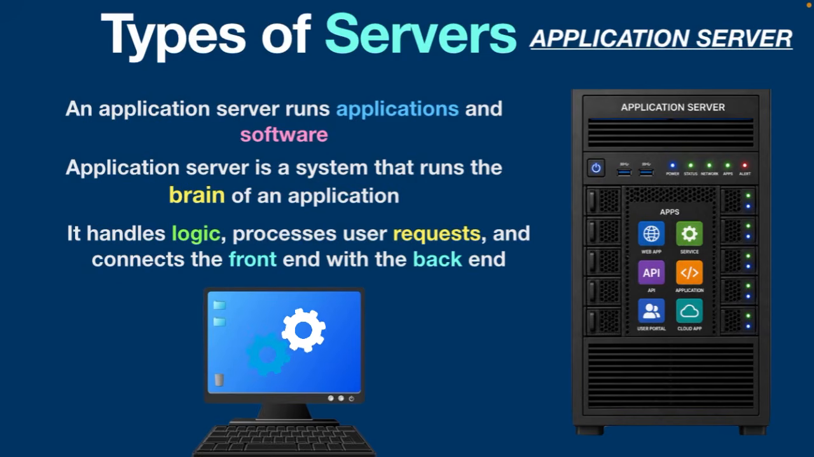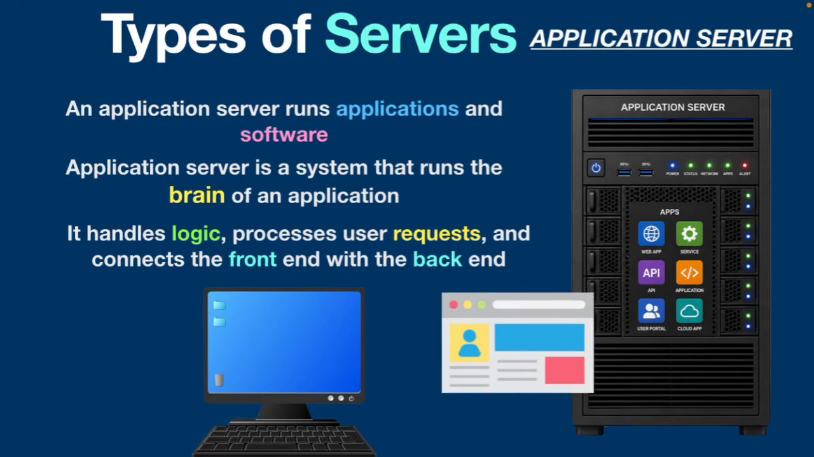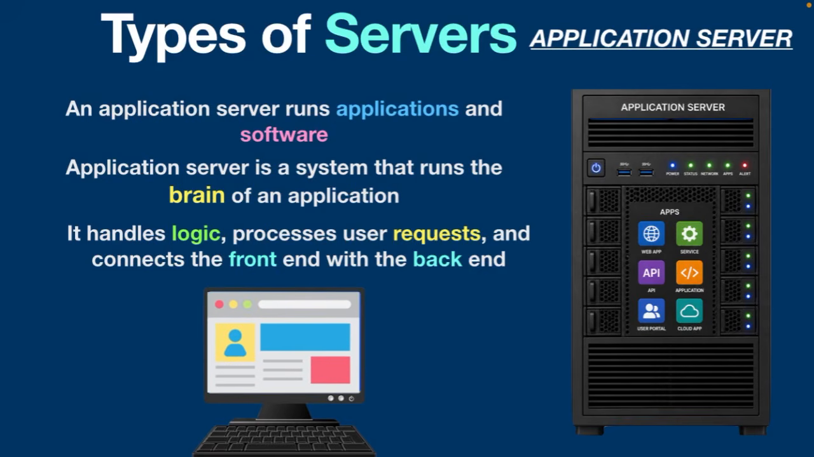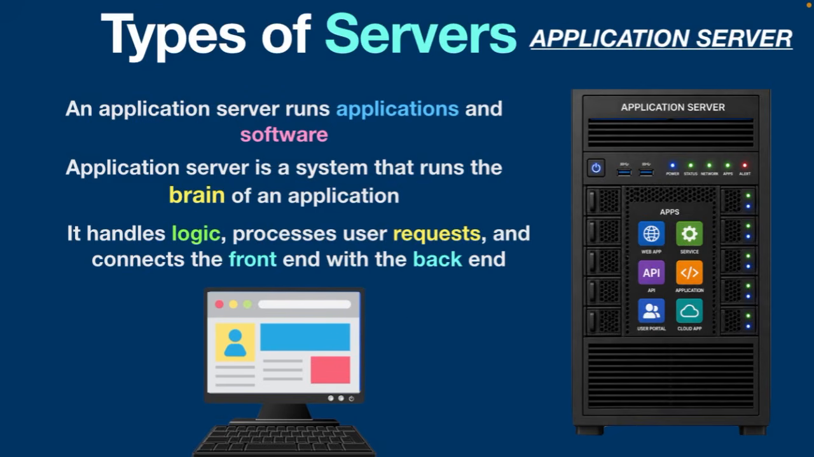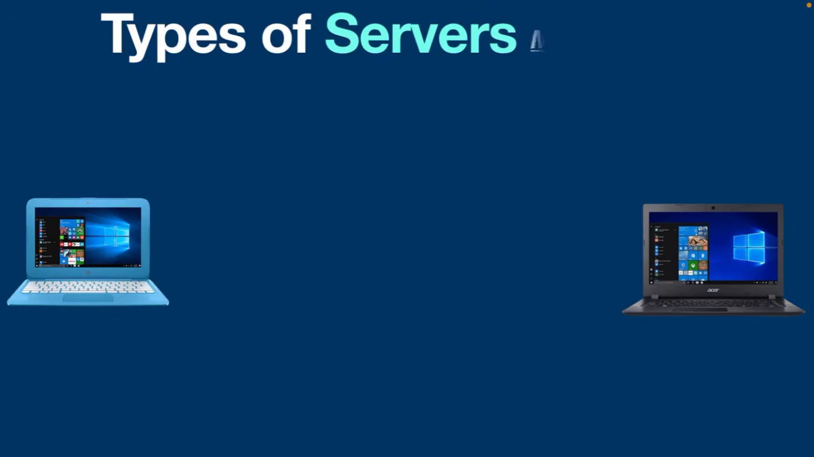When you log in, submit a form, or make a purchase, the application server processes that action and returns the result. It can handle many users at once and helps keep applications fast and secure. Common examples include Apache Tomcat, JBoss, and WebLogic Server, widely used to run web applications and enterprise applications such as banking system.